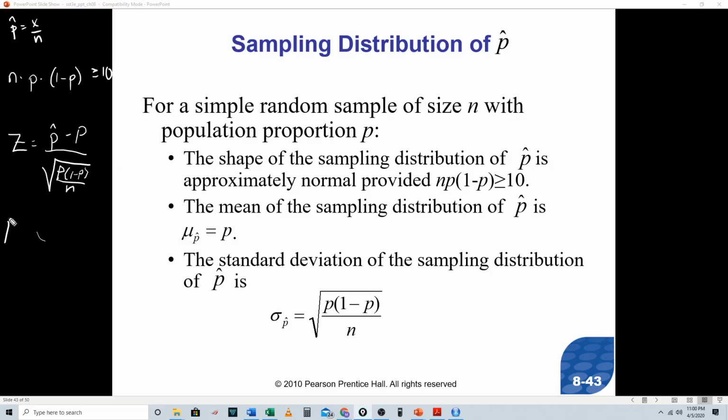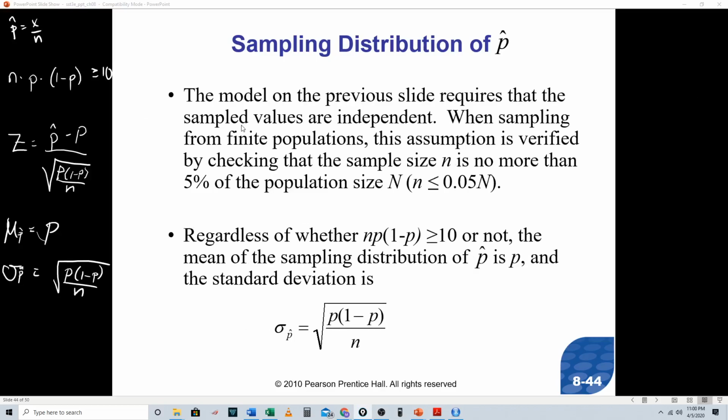So mu of p hat is equal to p, and sigma of p hat, the sigma for your proportion distribution, is this one thing, the square root of p times 1 minus p over n. If you're asked to find either one of those, I'll leave those up there so we can see. Here, the model from the previous slide requires that the sample values are independent. When sampling from finite populations, the assumption is verified by checking the sample size is no more than 5% of the population. Regardless of whether this is true or not, the mean of the sampling distribution is as stated.